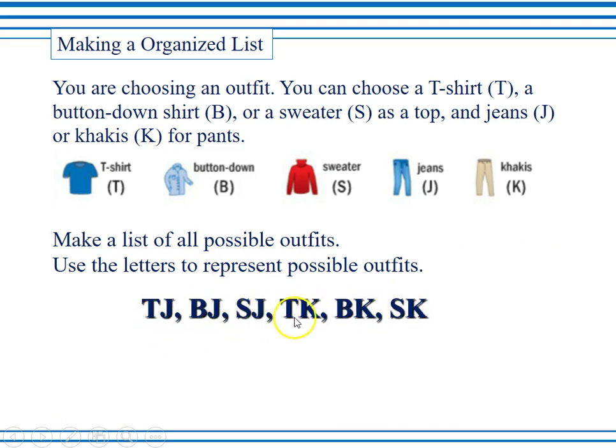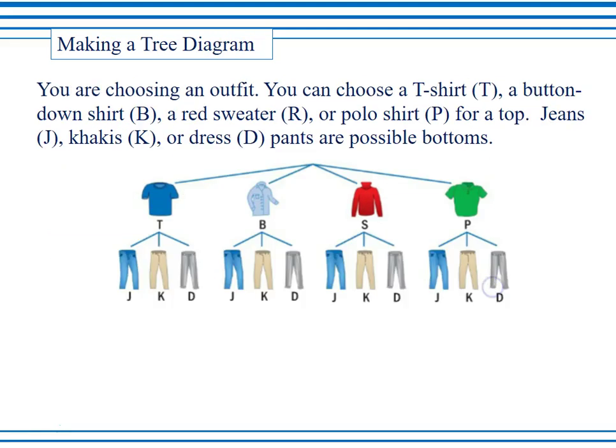In this case, we organized it by jeans and then by khakis. So if you wore jeans, you could choose to wear a t-shirt, the button-down, or the sweater. If you chose khakis, you had a choice between the t-shirt, the button-down, or the sweater. So there are 6 possibilities, and these were organized by the bottoms. 6 possible outfits are possible.